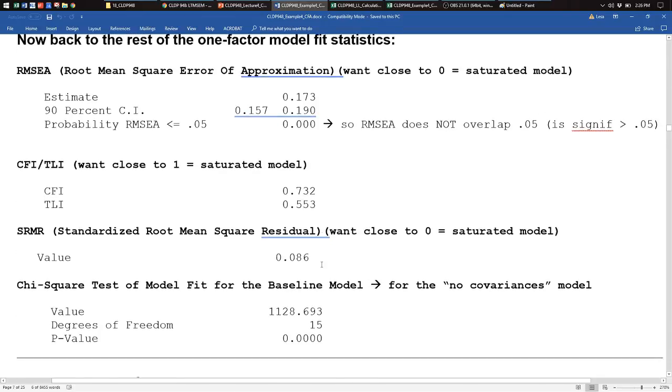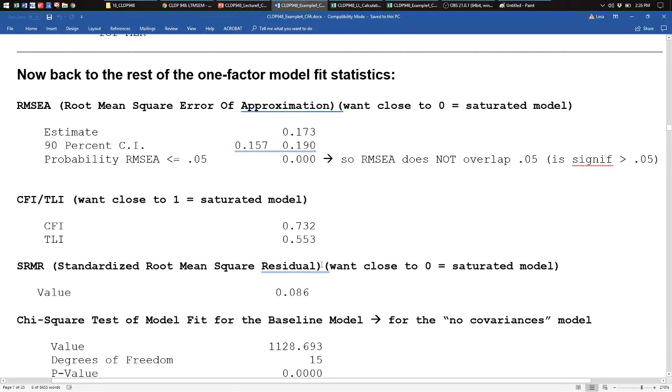So now back to the model that we were working with before, the one factor. Here are the other indices of fit. So RMSEA, that one has error in it. We want it small. We want it to be less than 0.05 or 0.08, somewhere in there, and it's 0.17. So no, that's not good. The p-value on the third line there is significant, which means that the RMSEA of 0.17 is significantly greater than the RMSEA of 0.05, the test of close fit.